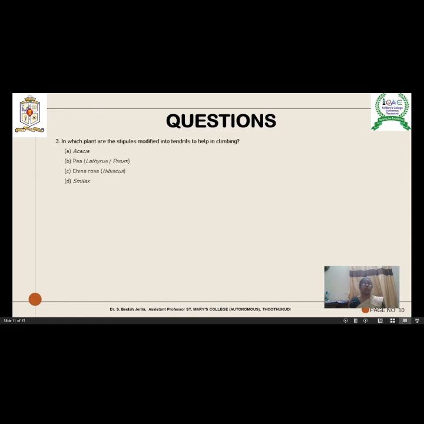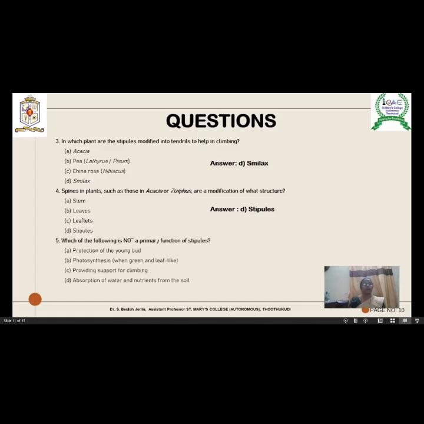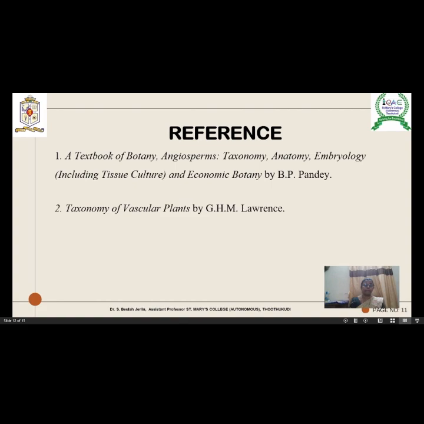In which plant are the stipules modified into tendrils to help in climbing? Smilax. Spines in plants such as those in acacia or ziziphus are a modification of what structure? Stipules. Which of the following is not one of the primary functions of stipules? Absorption of water and nutrients from the soil.